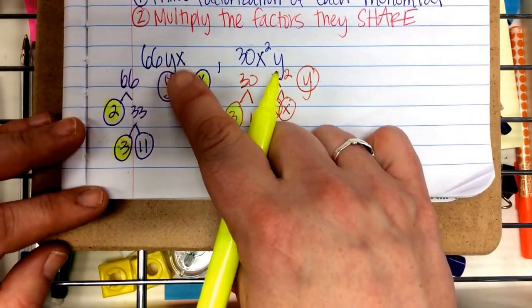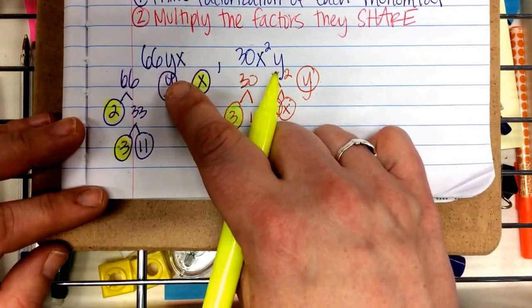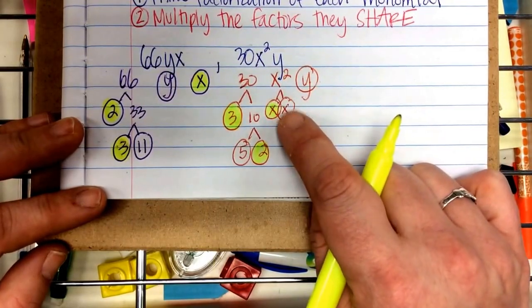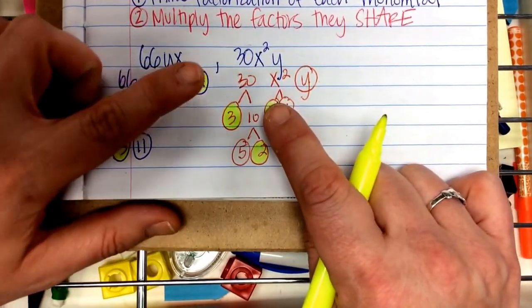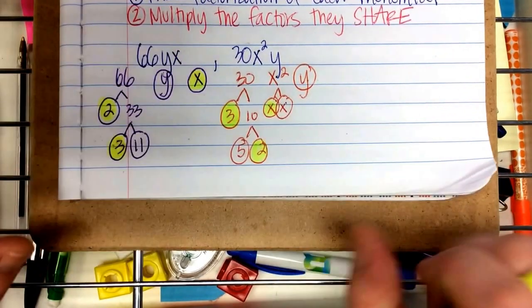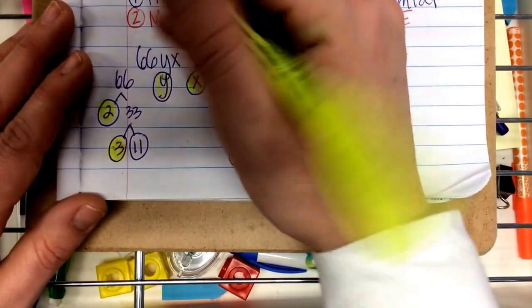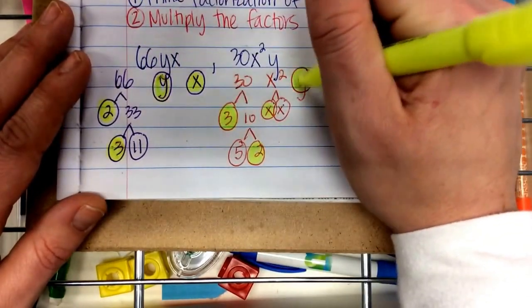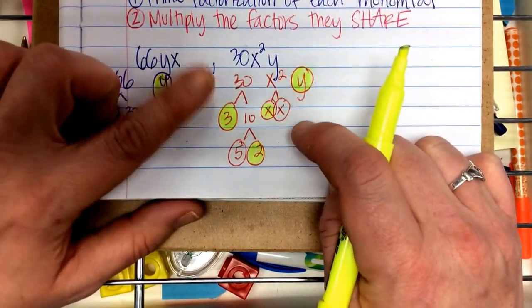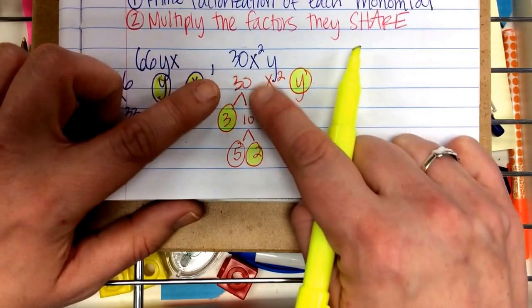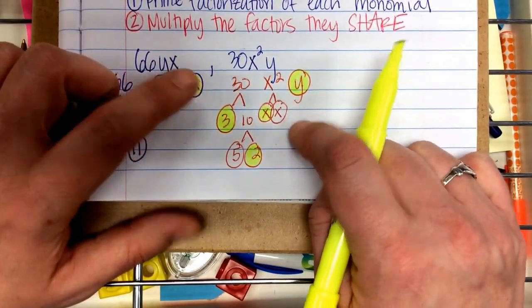Because there's only one x in the first monomial, I can't do 2 x's in the second monomial. They only share one x value. Keegan? And they share a y. There's one y here. There's one y here. Angelina, if there were 2 x's circled over here, then I could highlight both of them.